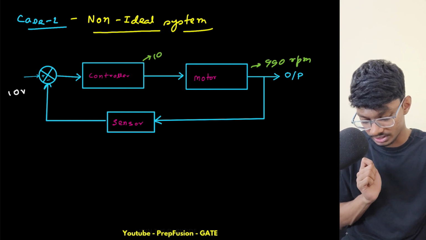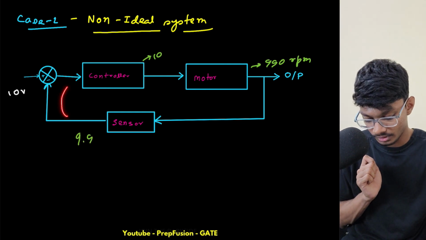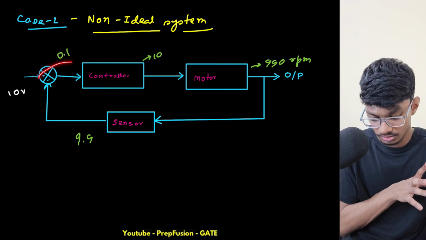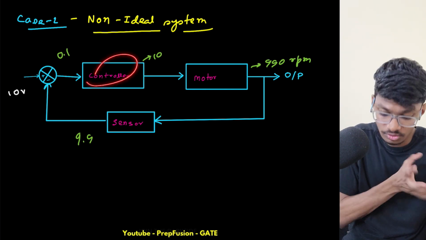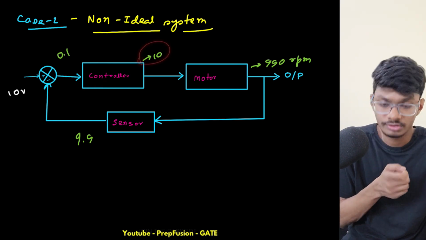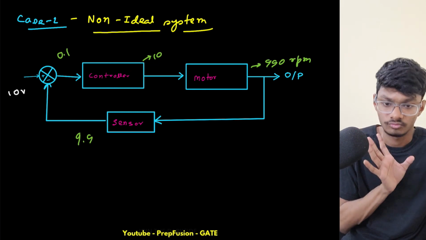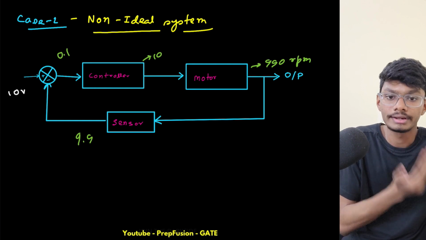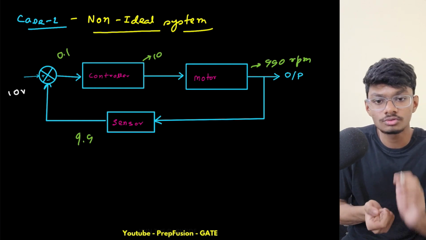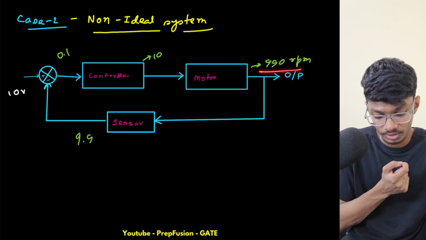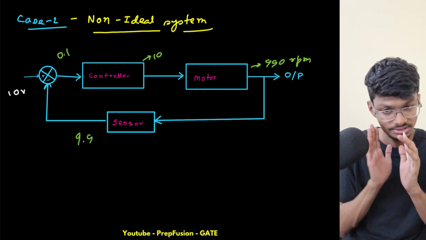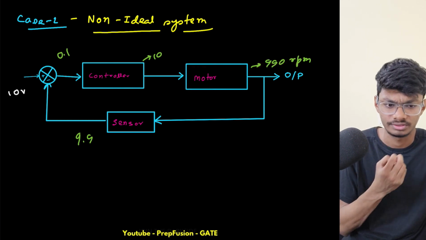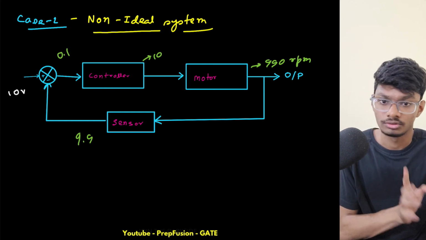Now this sensor has output of 9.9, and the reference is 10.1?. So the input to the controller is 0.1, and due to some non-ideality, this controller is also not perfect. So this is giving me 10 volts, and due to that this motor input is 10 volts, and this is giving me 990 RPM instead of 1000 RPM. This motor also has some error due to some non-ideality. So I'm getting 990 RPM, and this is steady state. I hope you understand. Due to friction, whatever. So what is this 990 called? This has reached steady state.